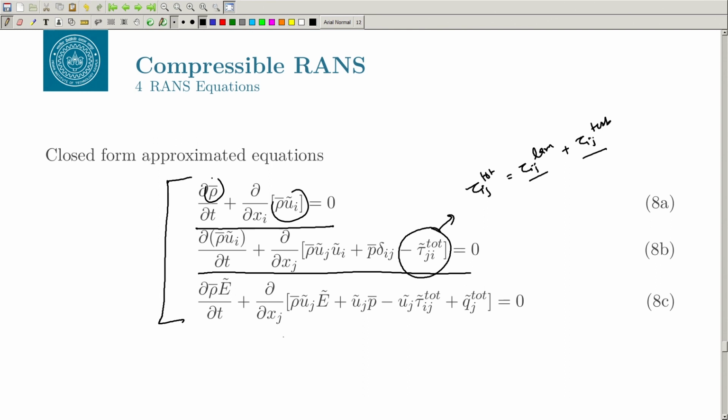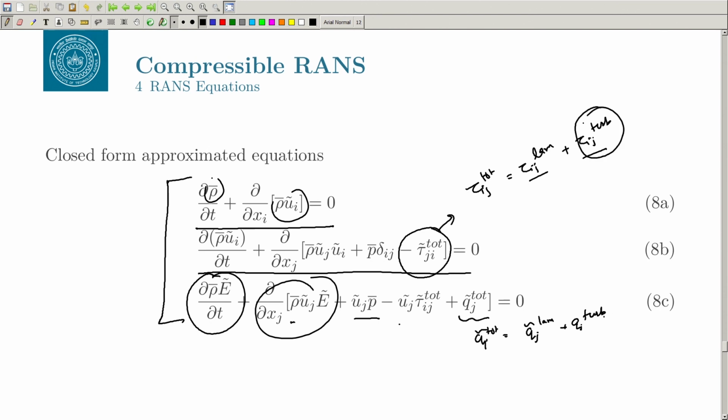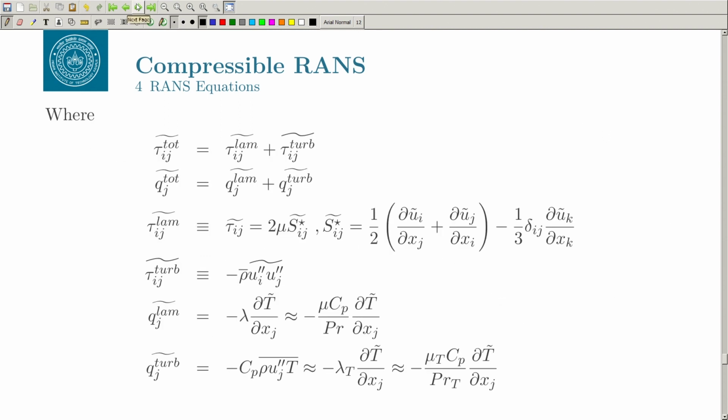And similarly here also. So, this is the pressure work, the transport of energy, the rate of change of energy, and then you have these heat terms. The Qj total will also have Qj laminar and Qj turbulent. So ultimately we have these tau ij turbulent and Qj turbulent that need to be modeled. This is how the different terms look.